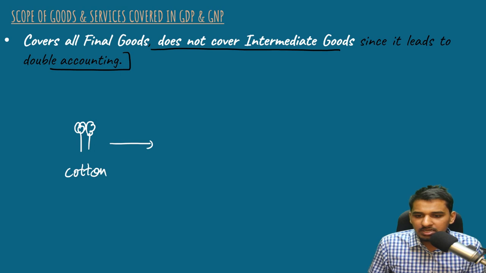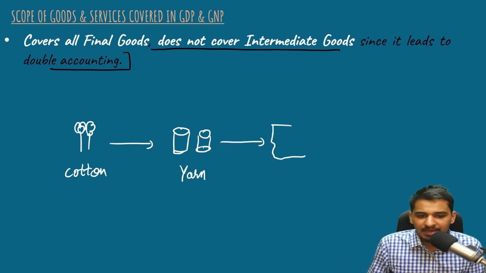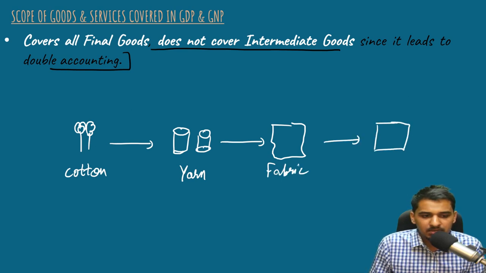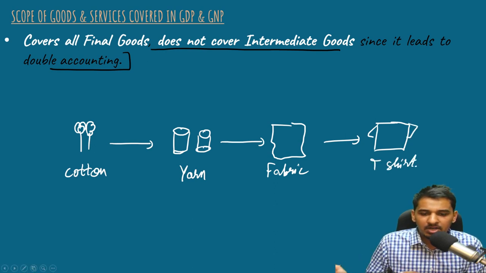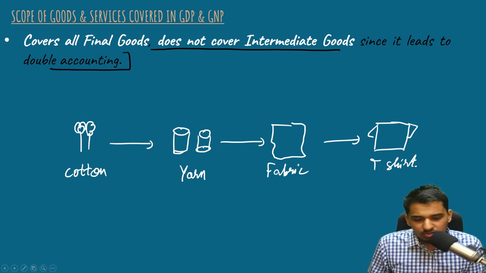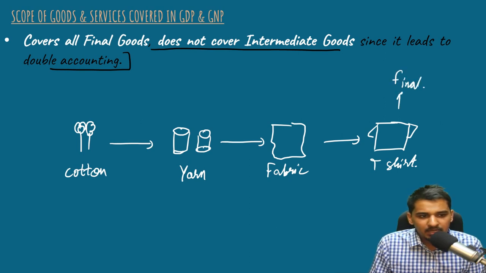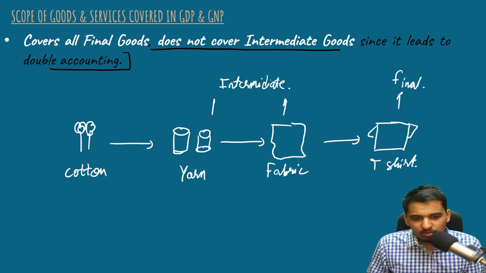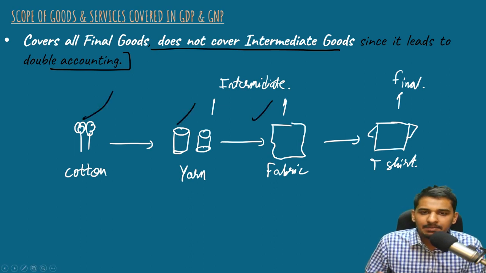Now this cotton is turned into some yarn, like this. Now this yarn is converted into some fabric. And this fabric is converted into some t-shirt or shirt. Now what is happening is that the goods are successively getting converted from one to another. So this is my final good, and these can be termed intermediate goods. Now what will happen if I calculate the values of these also? A double accounting will take place.